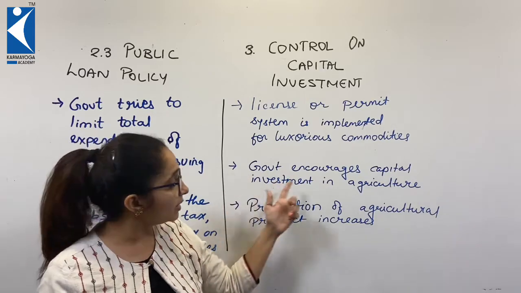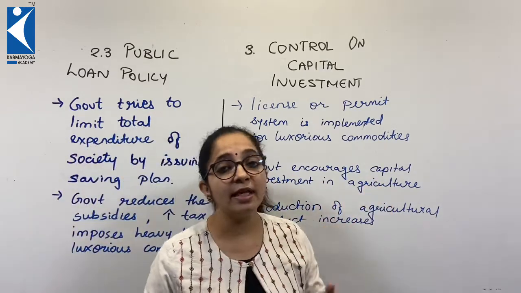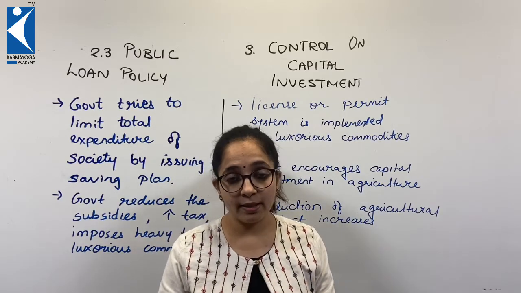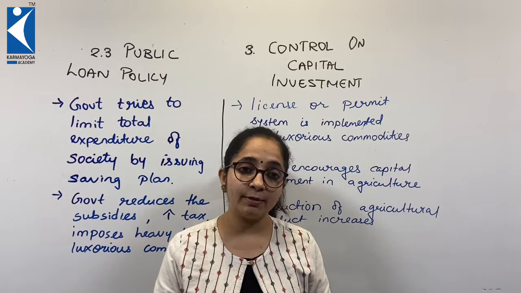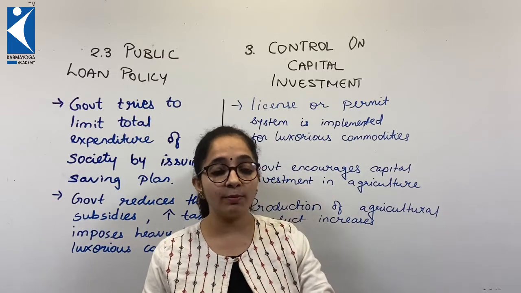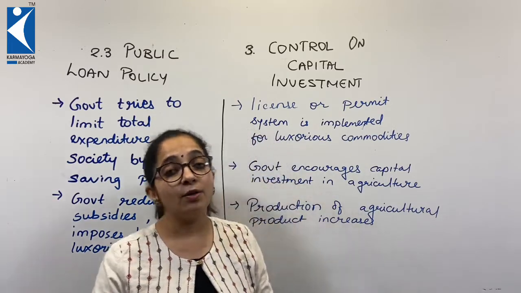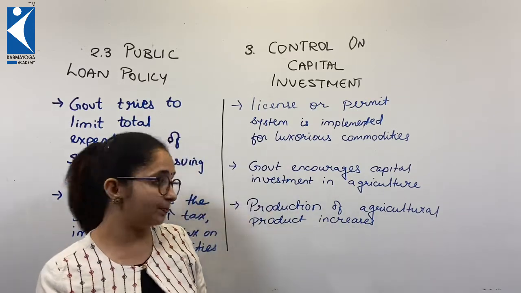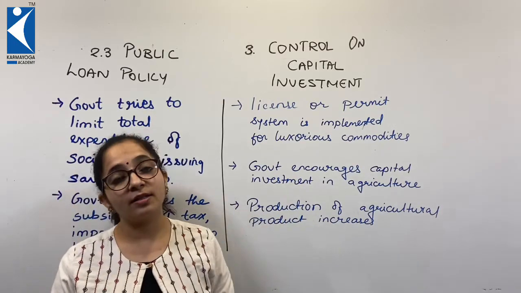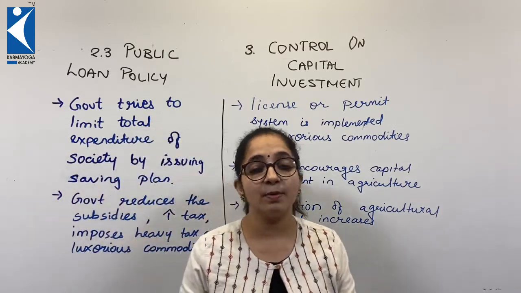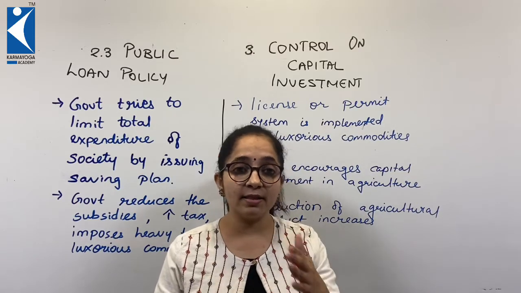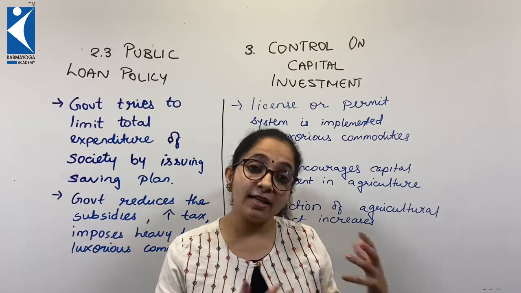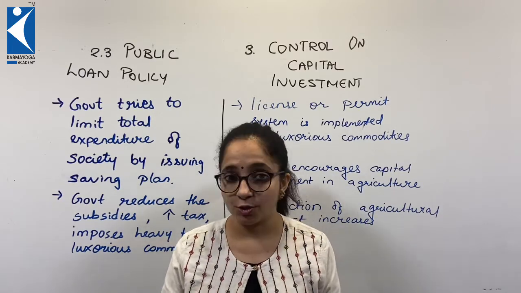Government encourages capital investment in agriculture, because agriculture is going to be needed. It is a food need which is served by this segment. So government will want more investment there. Government will want people doing that business in order to maintain the situation and control the money flow also. Production of agricultural commodities is increased. Necessities are always given priority and luxuries are not given priority. In fact, they are discouraged so that price can be controlled.